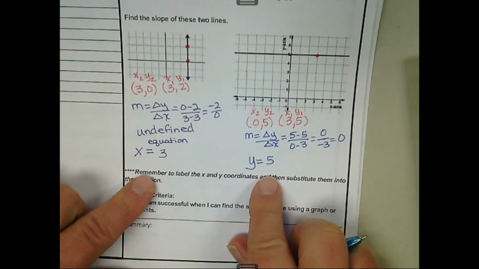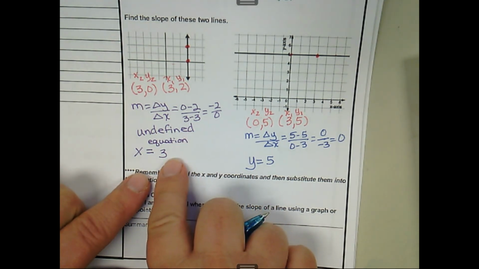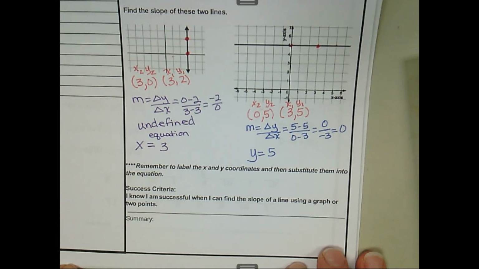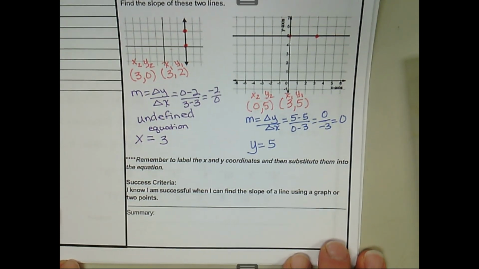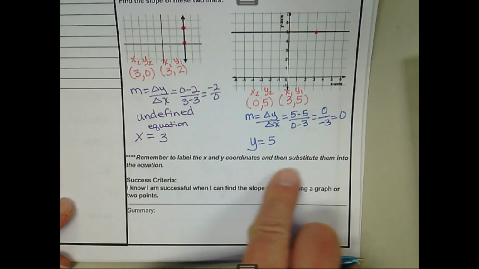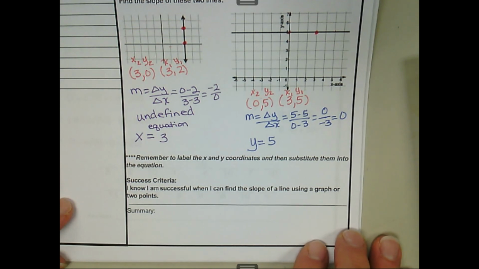So look at the difference. A 0 slope, your equation will be y equals. Undefined slope, your equation will be x equals. Vertical and horizontal lines are kind of like opposites. X and y are what they are. So remember, label your x and y coordinates and then substitute them into the equation. Always simplify your fraction and you're done.